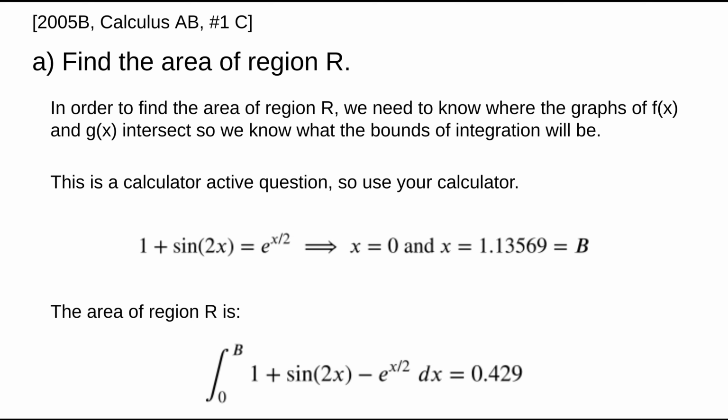So the region R would have area defined by the integral from 0 to b of my upper function, which is 1 plus sine 2x, minus my lower function, e to the x over 2. It's a calculator active question, so use your calculator to do it. And that area is 0.429.